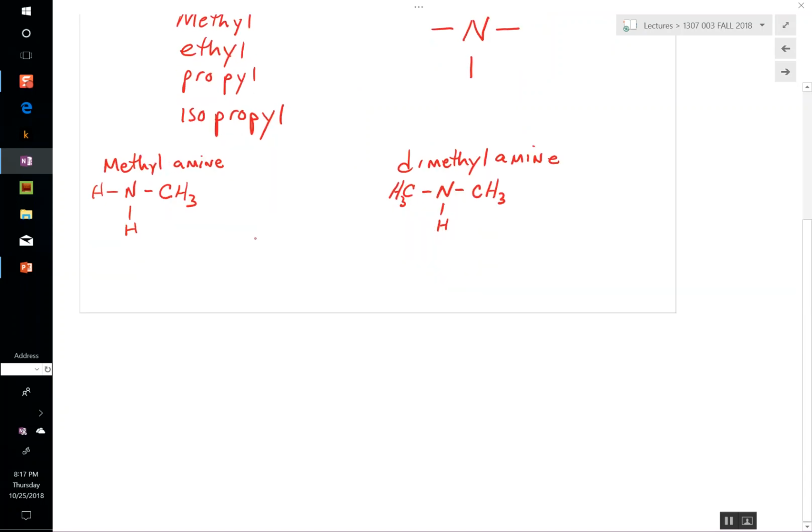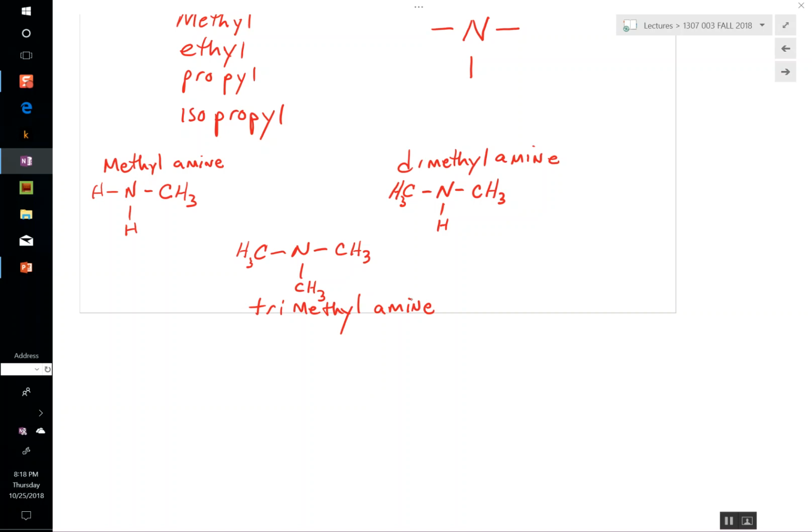And if you were to put 3 methyl groups on the nitrogen, you have trimethylamine. So basically you're just using the name amine to name the compound, and then you are naming whatever the substituent is and how many of them are on there.